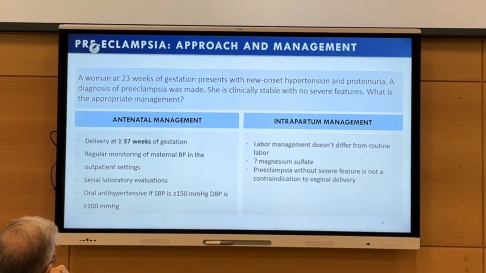No seizures? Yes. She's not severe. If she had severity, then you would. So if it's mild preeclampsia with no severe features, no need. If there are severe features, then we can give magnesium sulfate. But again, some physicians opt for magnesium sulfate even if the patient has mild preeclampsia.